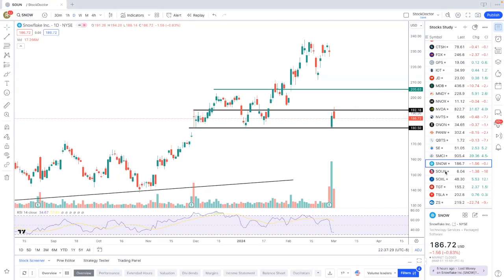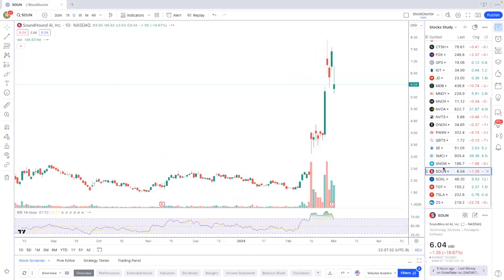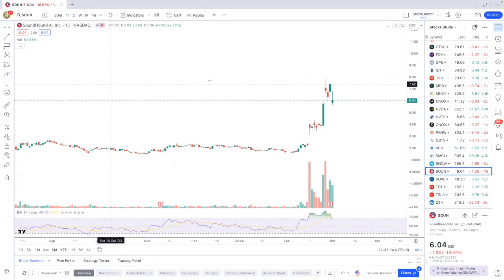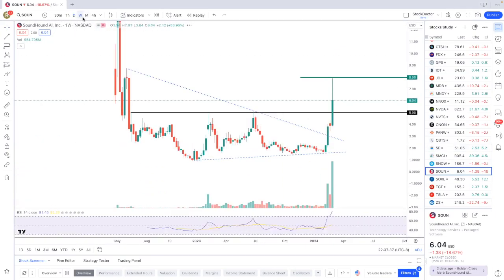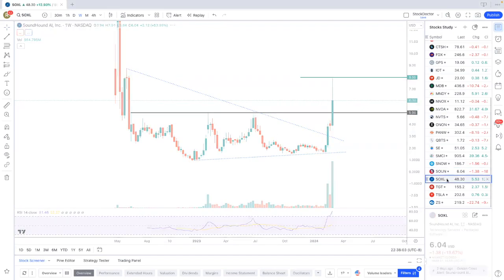Next stock we have is Soundhound. Soundhound, I will show you on the weekly chart. Soundhound has given a very good breakout at $5 and it went up till $8. And then again, some profit booking came. The momentum is still high. Unless it breaks and sustains below $5, it has the potential to go for $8 one more time. But if it breaks $5, then it would be good to stay out of this stock.